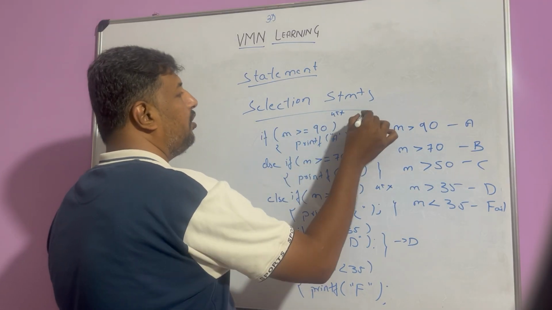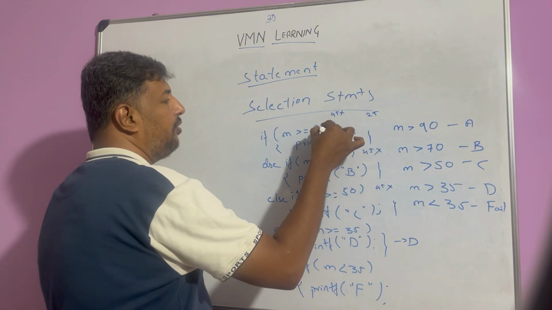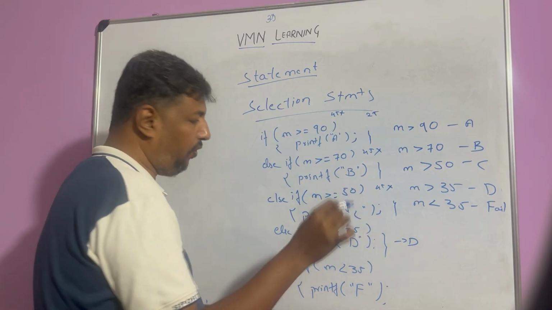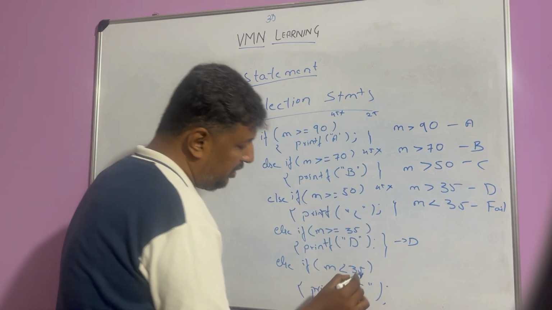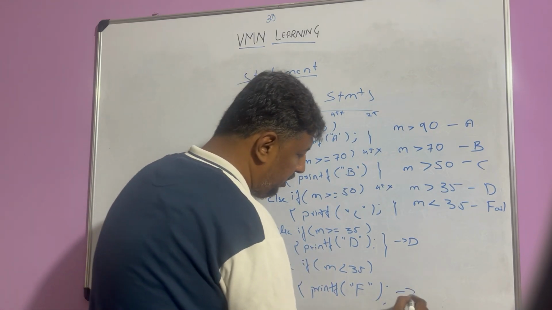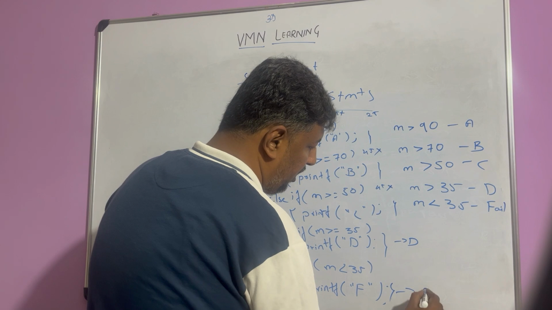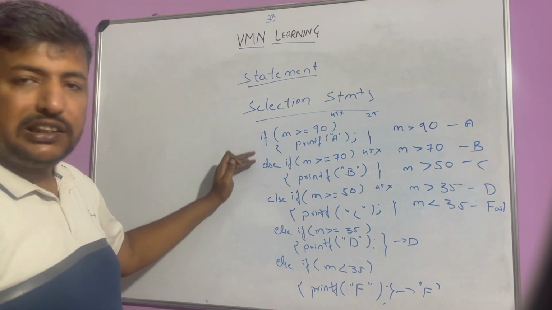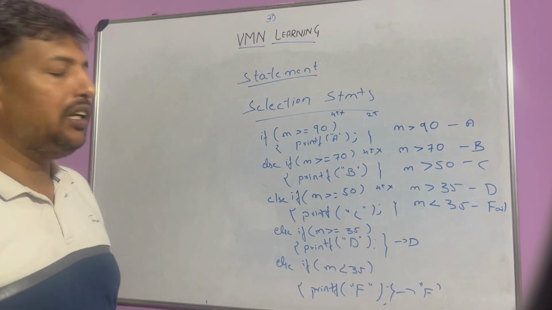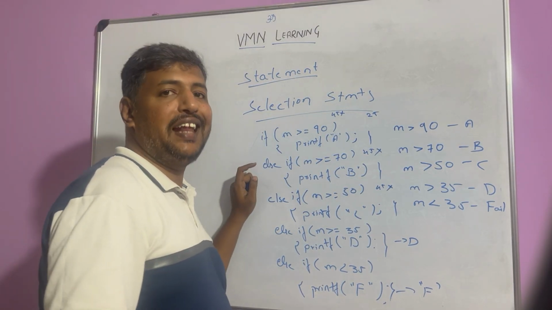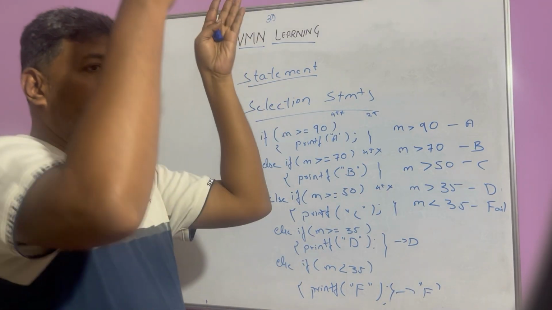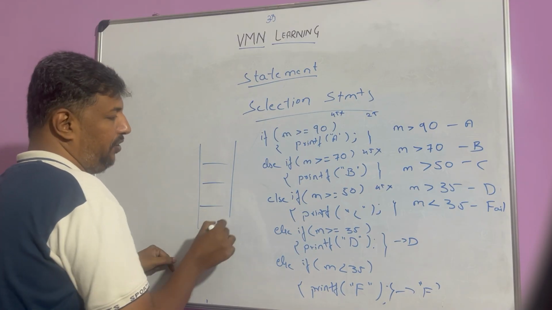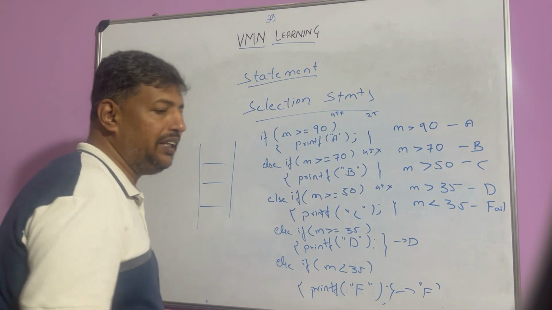Consider a person has gotten 25. So it will check for 25 with 90, false. 70, false. 50, false. 35, false. Less than 35, true. Then it will print F. And this type of structure, when if else, if else, if else is repeated, is called an if else ladder. It looks like a ladder, right? That's why it is called if else ladder.